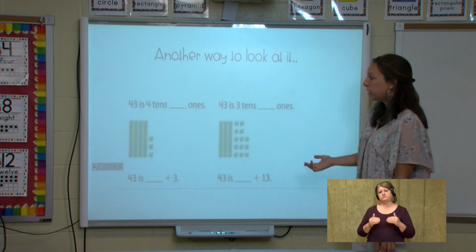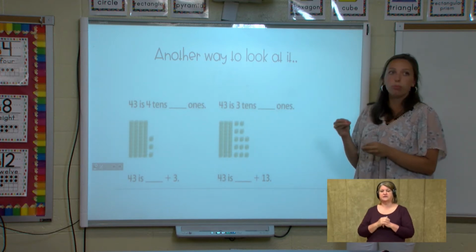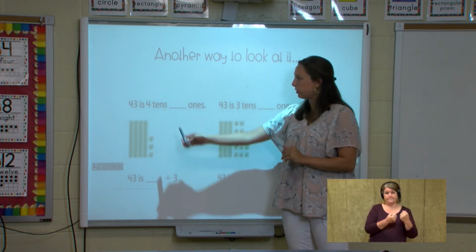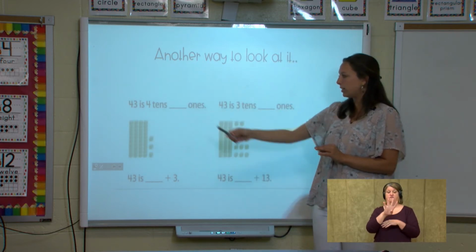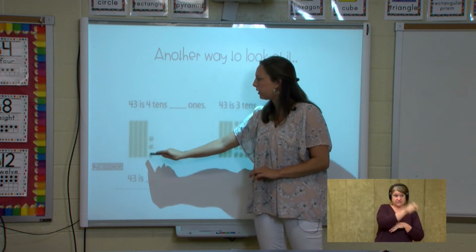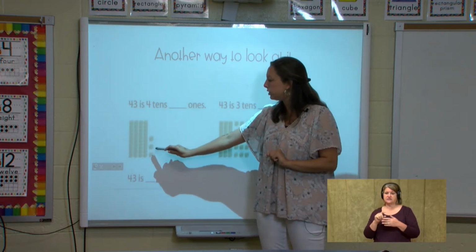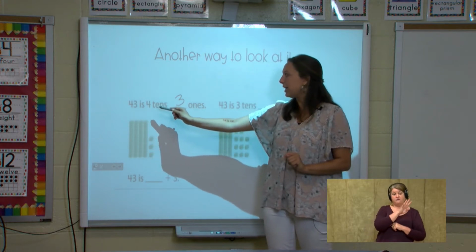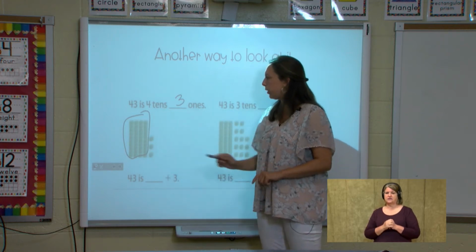Okay, we also did this a few lessons back. Another way to look at it. We broke apart some of our tens or some of our rods. Okay, our number is 43. 43 is 4 tens and blank ones. Well, if we have our 4 tens right here that they already written out for us, then we just count our ones, starting with 1. 1, 2, 3. So, 43 is 4 tens and the 3 ones.